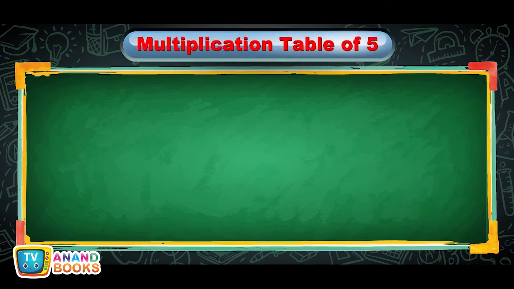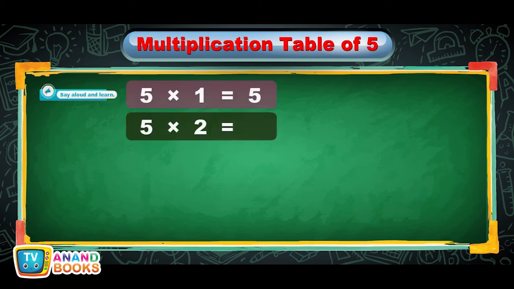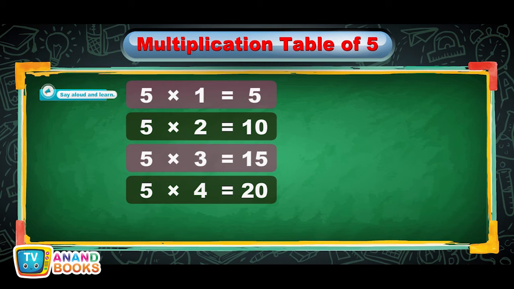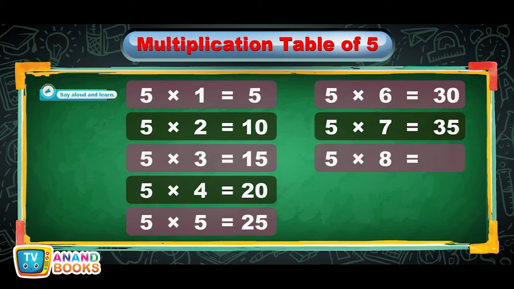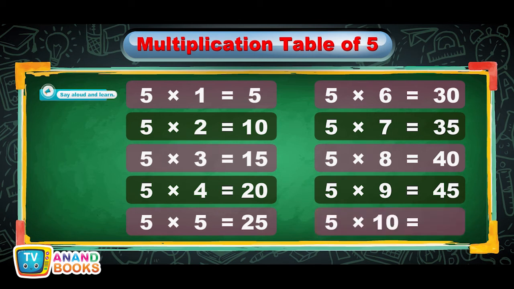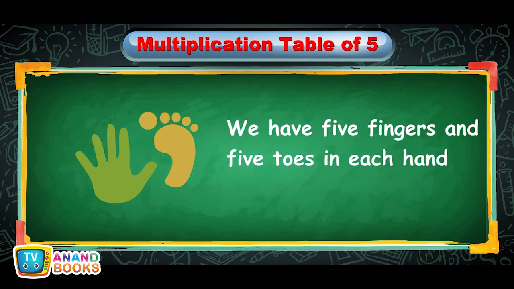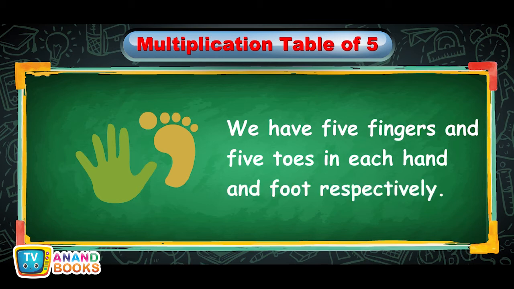Multiplication table of 5. Say aloud and learn. 5 ones are 5. 5 twos are 10. 5 threes are 15. 5 fours are 20. 5 fives are 25. 5 sixes are 30. 5 sevens are 35. 5 eights are 40. 5 nines are 45. 5 tens are 50. We have 5 fingers and 5 toes in each hand and foot respectively.